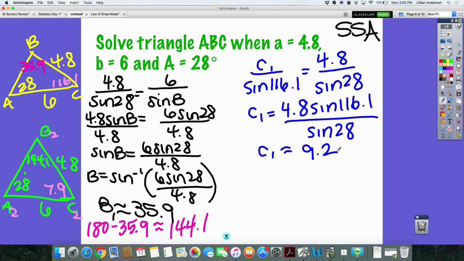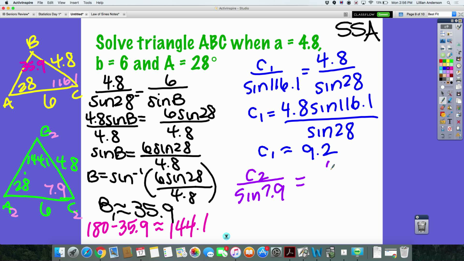This is one thing. I had a feeling that something was a little off because in triangle 1, angle C is my largest angle, which means it needs to be across from my longest side. So whatever I find for C1, it should be bigger than 4.8 and bigger than 6. And lastly, I'll set it up the same way to find C2 in triangle 2.